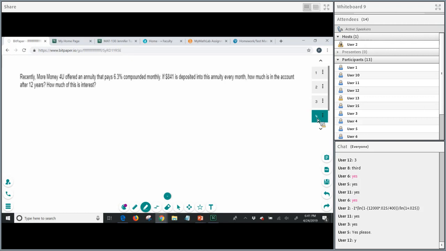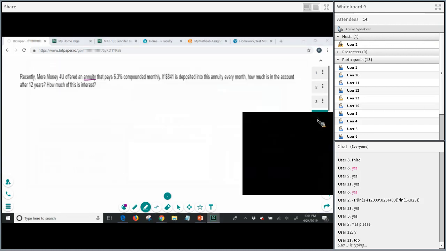Okay, so let's see if we can dissect this with the keywords and figure out which formula we need. So the first thing it says is that this is an annuity, okay? It's an annuity. Now look at your formula sheet. If it's an annuity, should you be in the top section or in the bottom section of formulas?